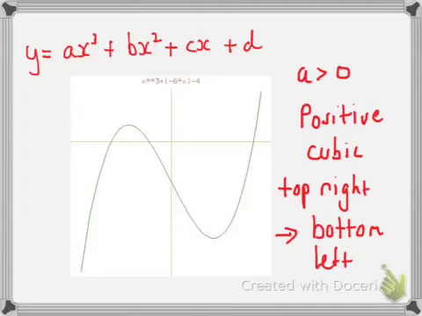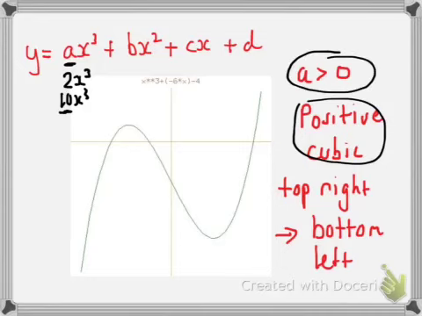We can define cubics as being positive cubics or negative cubics. It's all really got to do with the sign out the front of the x cubed term. So if that was a positive number like 2x cubed or 10x cubed, so a positive number out the front of the x cubed, it's what's called a positive cubic. That is, if a is greater than 0. And typically, these sorts of graphs start top right, so up here, and finish bottom left, down here. And they have what's called a maximum there, and a minimum there. Okay, maximum and minimum.